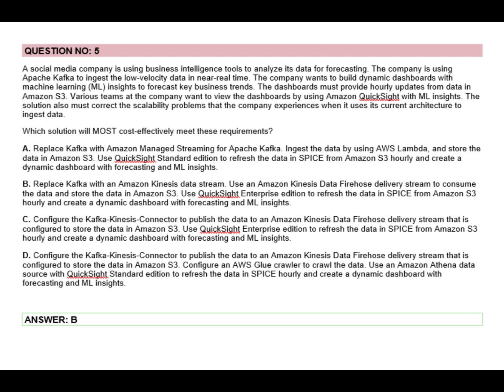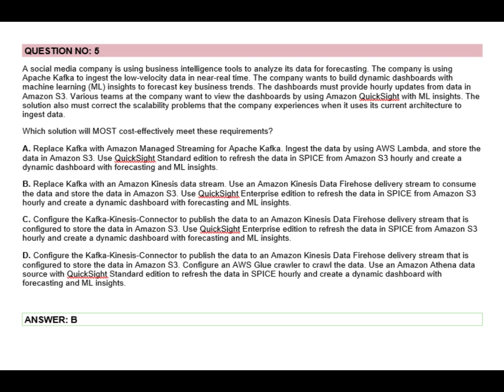A. Replace Kafka with Amazon Managed Streaming for Apache Kafka. Ingest the data by using AWS Lambda, and store the data in Amazon S3. Use QuickSight Standard Edition to refresh the data in SPICE from Amazon S3 hourly and create a dynamic dashboard with forecasting and ML insights.